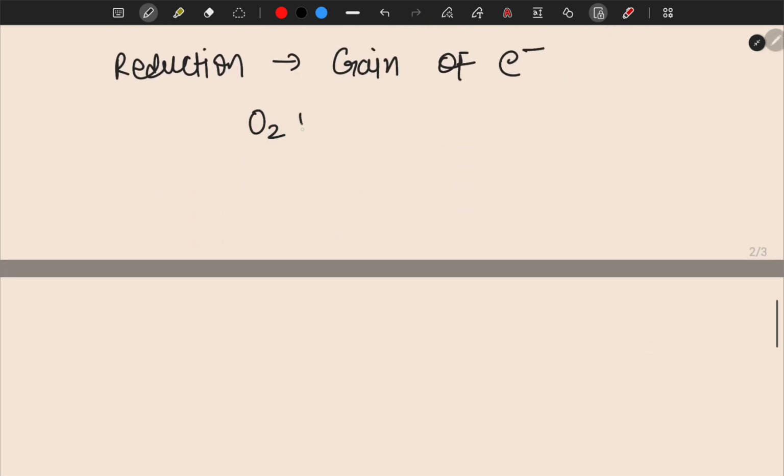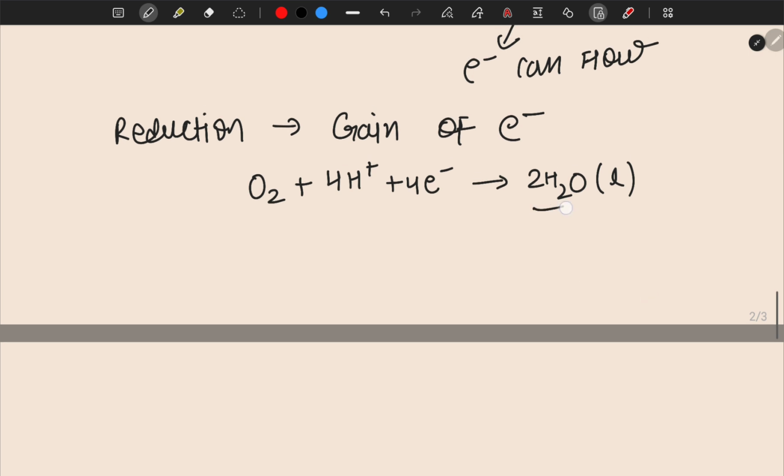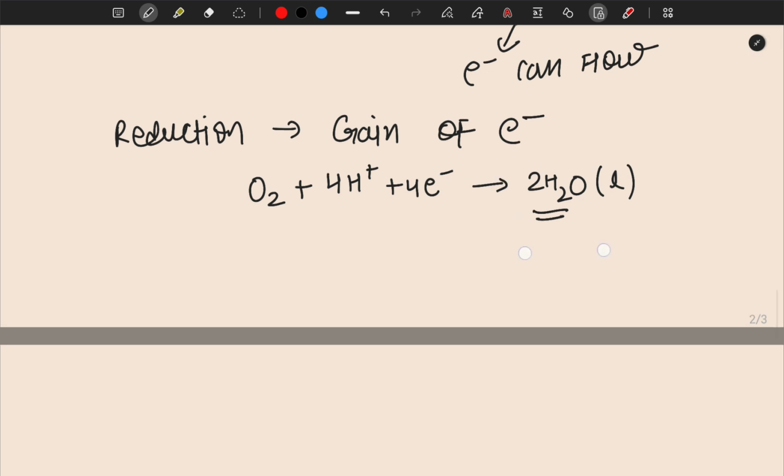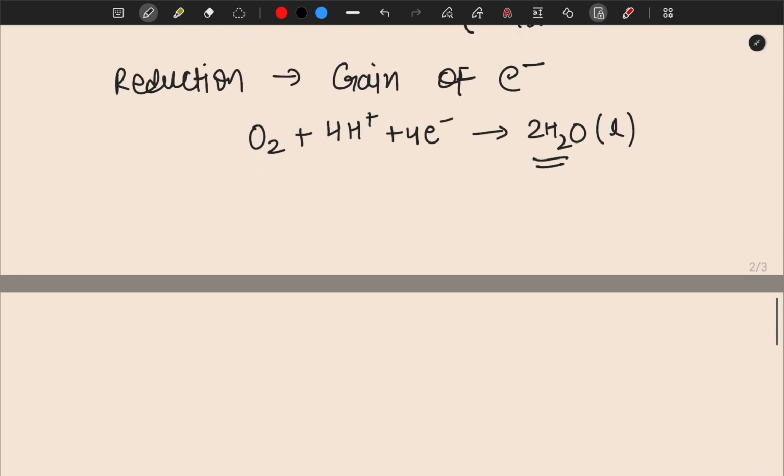So we have O2 plus 4H plus 4 electron gives you 2H2O. So now you will ask why you are making H2O again. H2O was there, but we are making H2O. Why are we making H2O? Because if you see this reaction, H2O got converted into H2CO3 and then got dissociated into H plus and HCO3 minus. So this H plus ion is again combining with the oxygen present in the environment to form H2O.